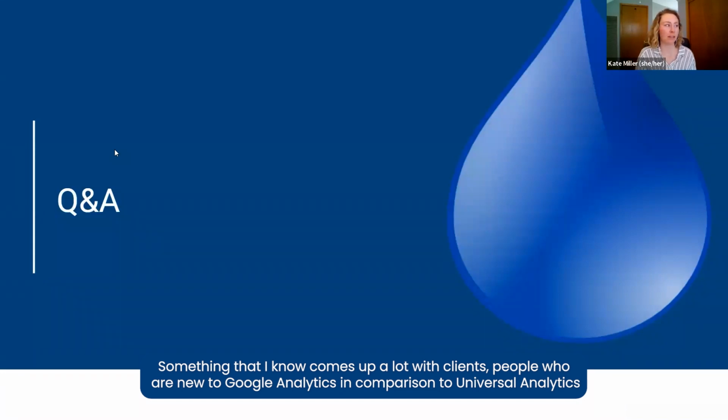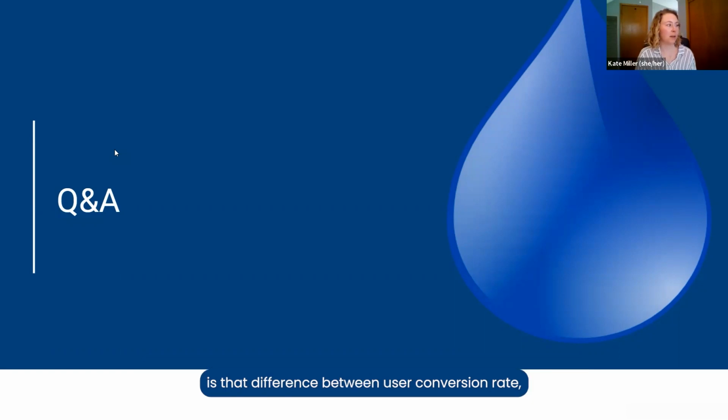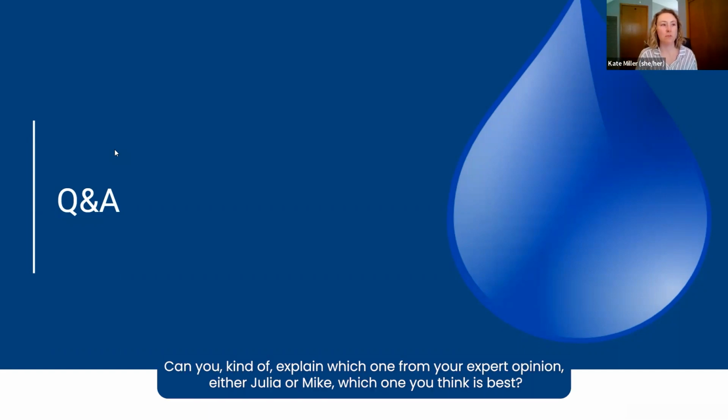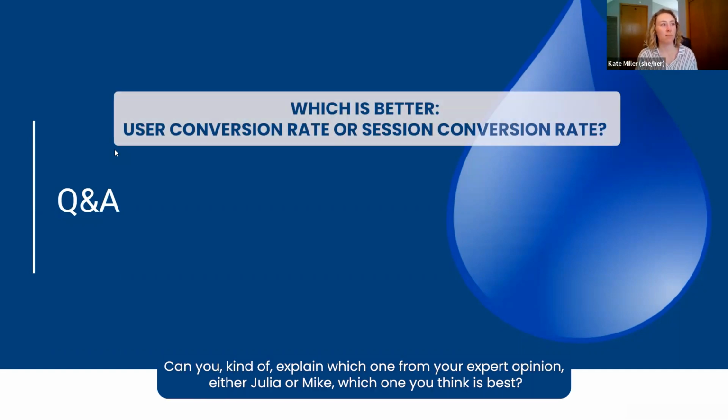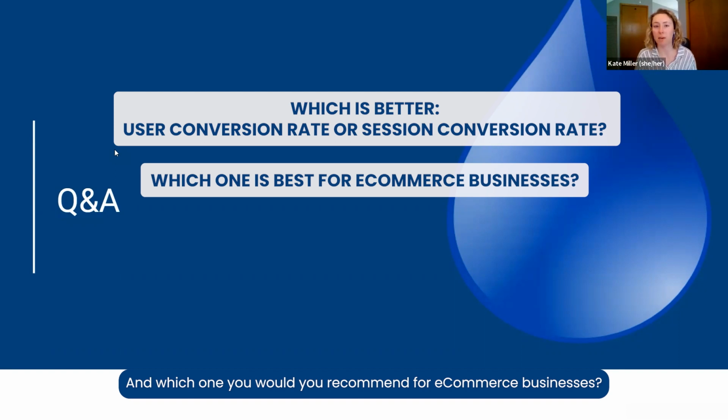Perfect. Something that I know comes up a lot with clients, people who are new to Google Analytics in comparison to Universal Analytics, is that difference between user conversion rate and session conversion rate, and how one is the default. Can you explain which one, from your expert opinion, either Julia or Mike, you think is best and which one you would recommend for e-commerce businesses?